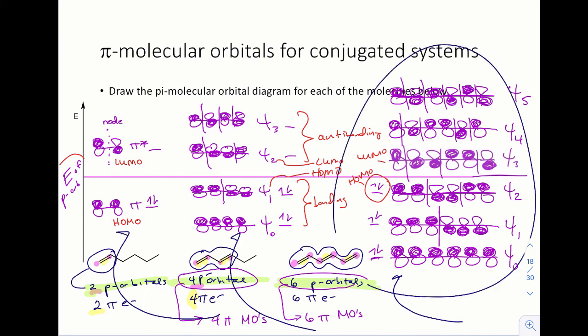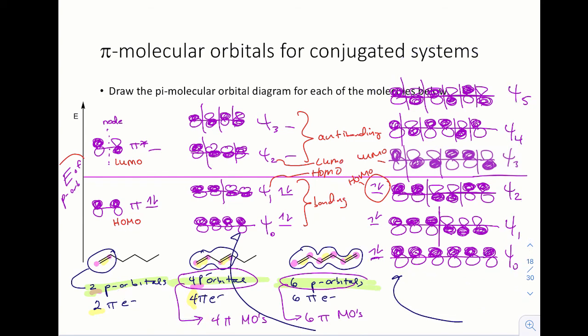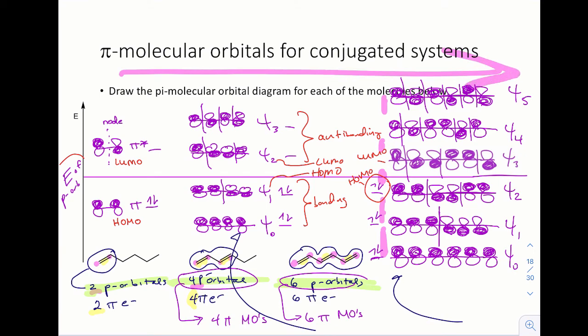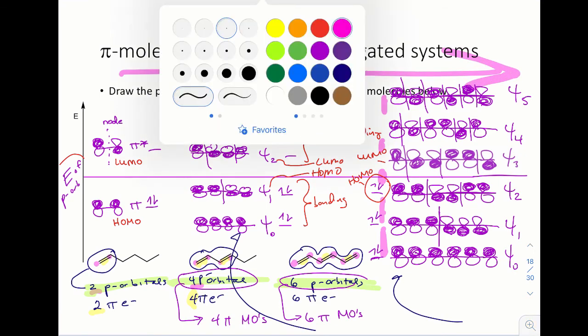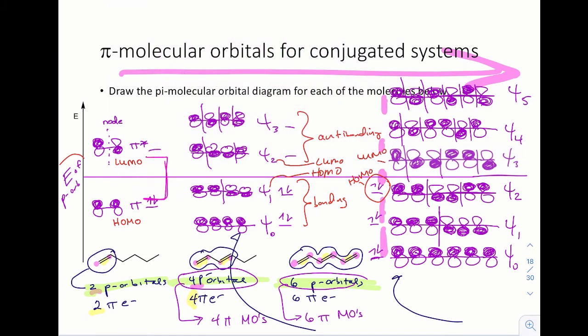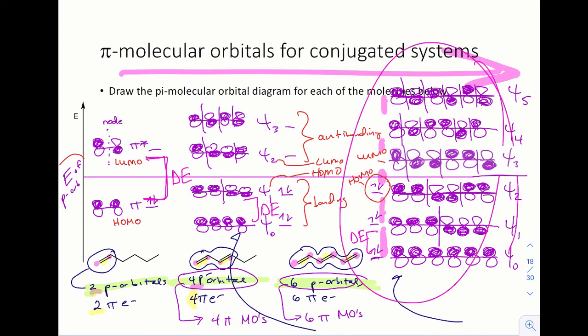So the 6 p orbital system has a much lower energy molecular orbital than the 2 pi electron system. We can also see that the difference in energy between the adjacent orbitals decreases as the number of p orbitals involved increases. Oh goodness, what is she talking about? So this difference in energy between adjacent pi symmetry orbitals is decreasing as the number of p orbitals and then the total number of pi orbitals increases.